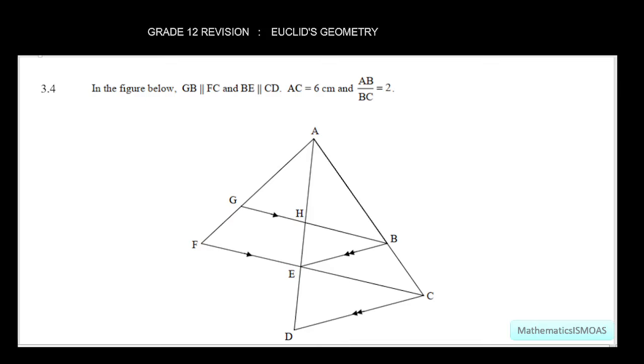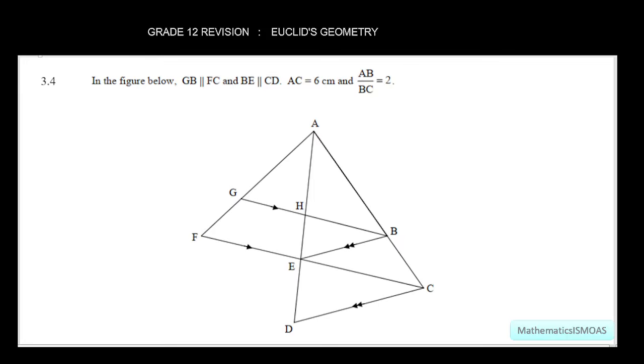Okay, let us now take a look at question 3.4. Question 3.4, in the figure below, GF is parallel to FC, and BE is parallel to CD.